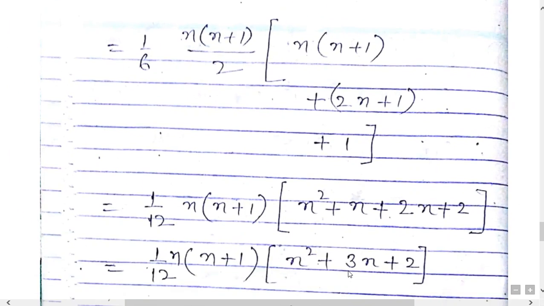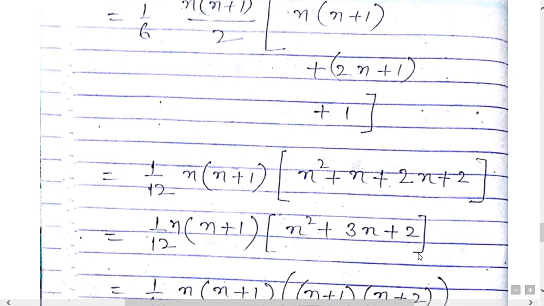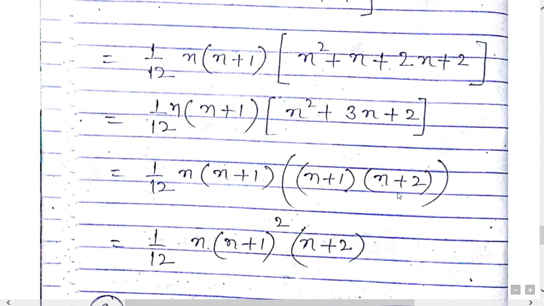The question is almost simple. It's done. N square plus n plus 2n plus 1 plus 1, it's 2. N square plus 3n plus 2. You can factorize this: n plus 1 into n plus 2. It's n into n plus 1 whole square into n plus 2 divided by 12.